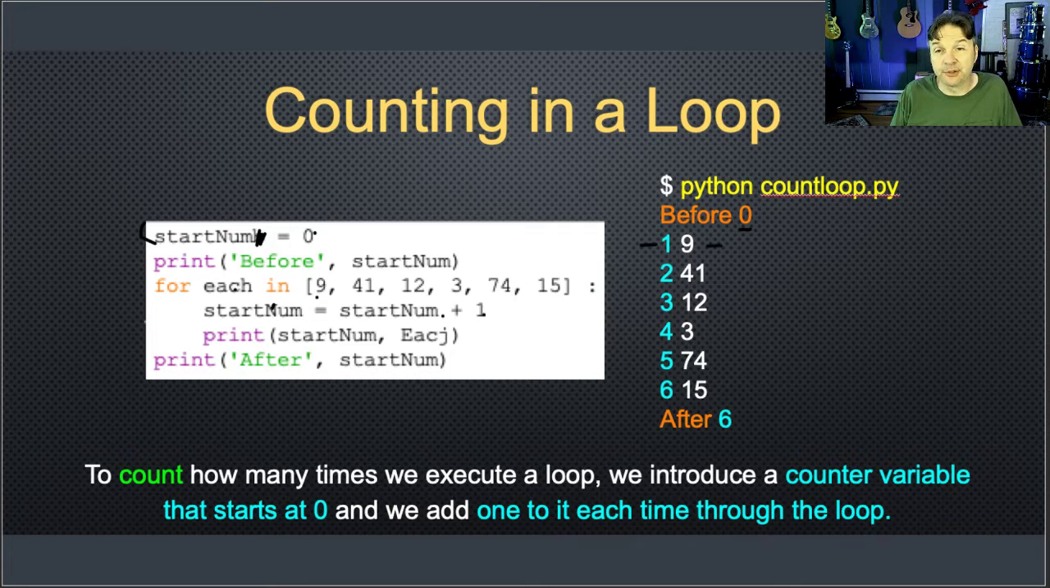And then do it again. Is there another number in the set? Yeah, there's a 41 in my set. All right. Each now has the value of 41. Take the start number, which was 1. Add 1 to it. It's now 2. So now I've got 41 and 2, that should be in each.